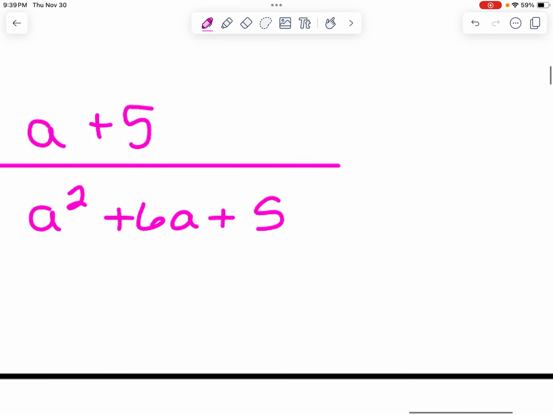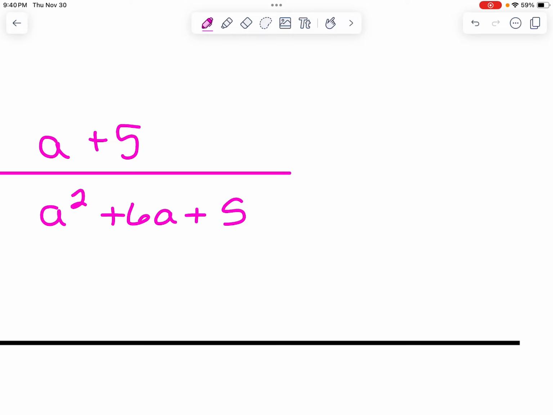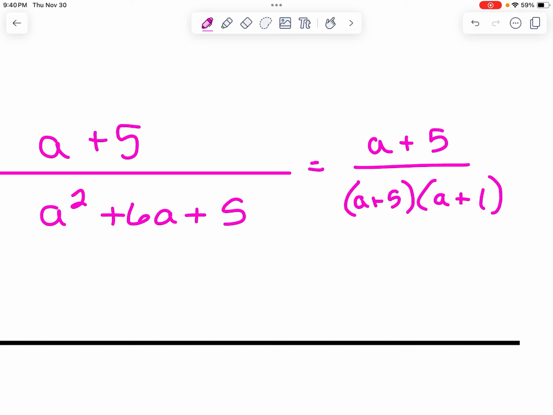Okay, so now this is the problem. This will take them back to the previous section, and they should know to factor the denominator. Can you factor that in your head? A plus 5, a plus 1. That is correct. And if they can't factor it in their head, they should pause the video, get a blank piece of paper, and either do grouping or boxing.